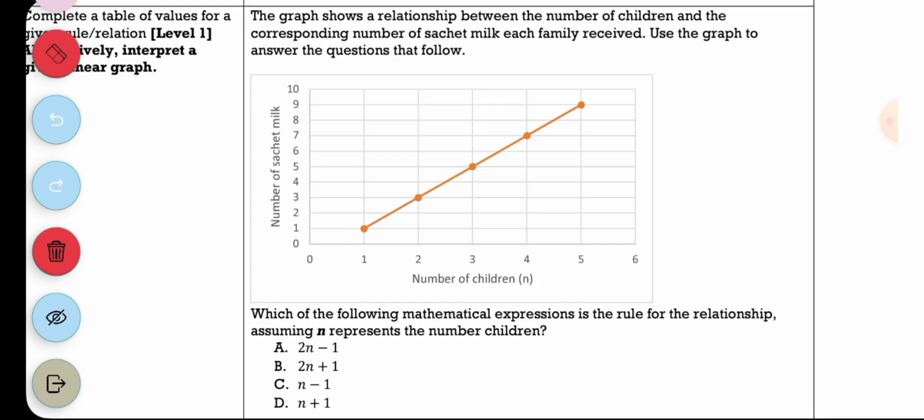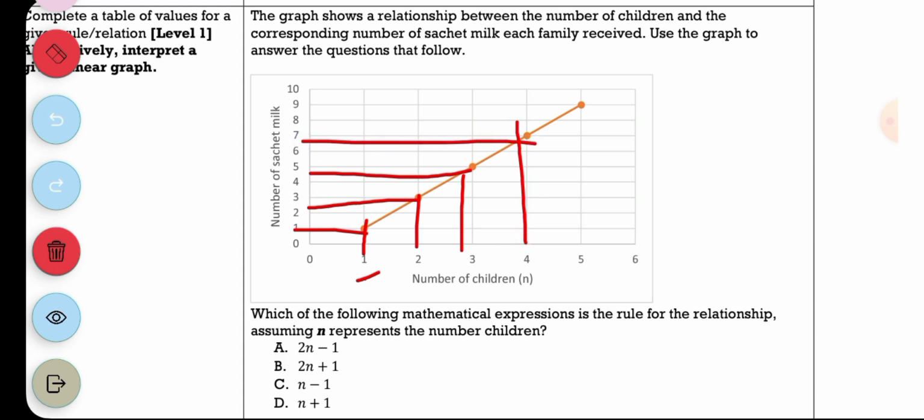Then you have another graph here. The graph shows a relationship between the number of children and the corresponding number of sachet milk each family received. Use the graph to answer. So 1 went for 1, 2 went for 3, 3 went for 5, 4 went for 7, and so on. So let's see which one works. So let's look at 2n minus 1. So 2 multiplied by 1 is 2, minus 1 is 1. And let's pick another one in the middle. Say 4 to 7. 2 multiplied by 4 is 8, minus 1. We're getting 7. So 4 matches to 7. So the answer to this question is also A.